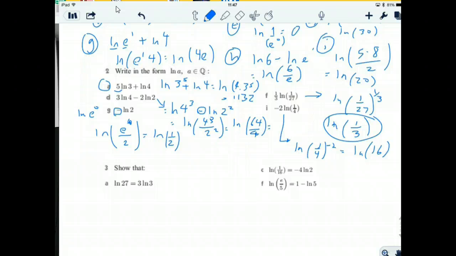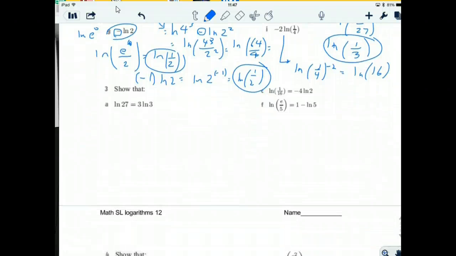Which just made me think, when we did this one, we could have done it differently. We could have considered that negative 1 times natural log of 2, that's the same thing as natural log of 2 to the negative 1. So that would be the same thing as natural log of 1/2. We would have gotten the same answer, but I think it would have been easier.